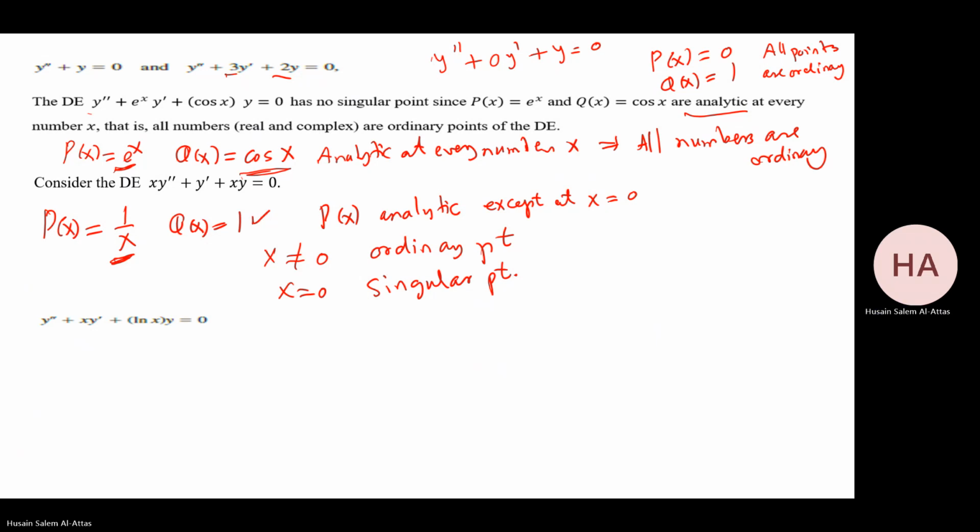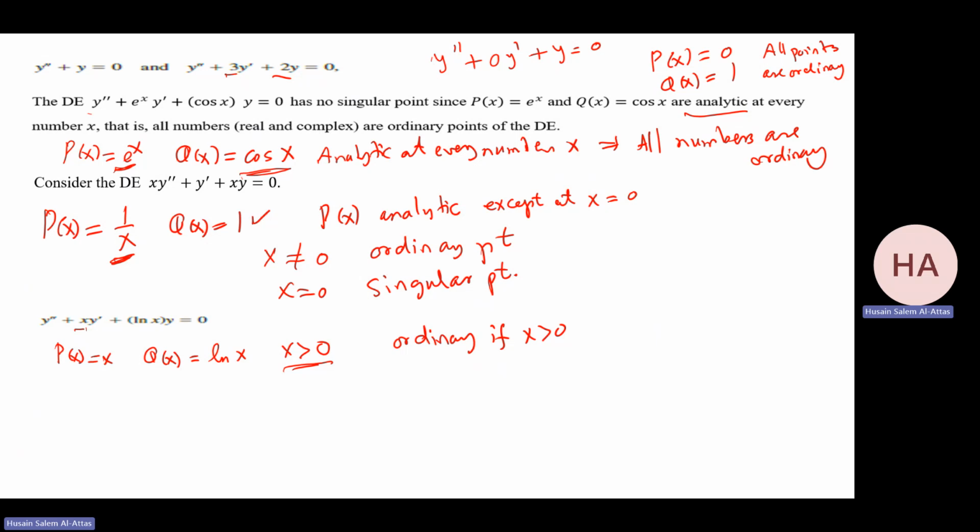Okay. In this case, you need to be careful. This is p of x, and this is q of x. But be careful. This one is defined when x is greater than 0, so I'm concerned only about this point. Otherwise, the function is not defined. So when is this analytic? So I have ordinary if x is greater than 0.